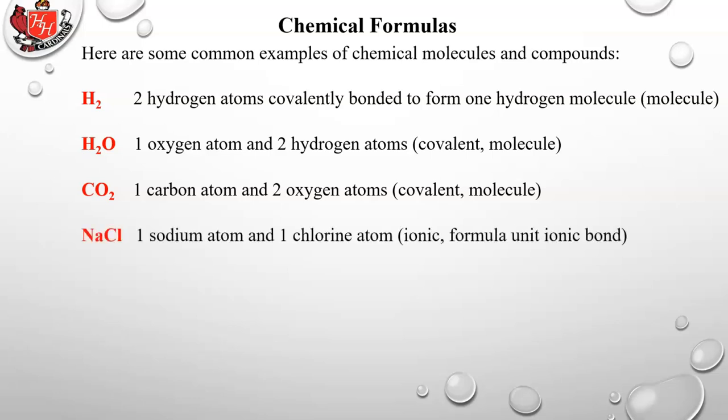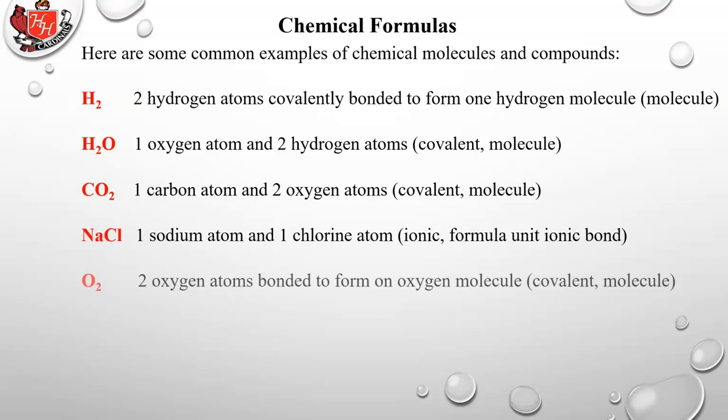NaCl, that's one sodium atom and one chlorine atom. That's an ionic bond. Sodium's a metal, chlorine's a nonmetal. And that forms a formula unit ionic bond.